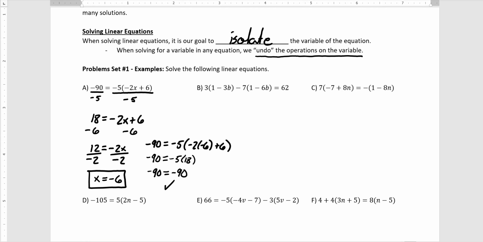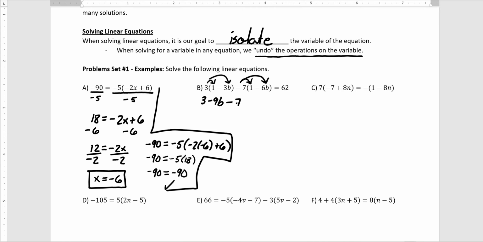All right, let's look at letter B here. Notice how I have multiple variables here. Last time where I only had one, I could just divide everything by negative 5. In this case, I can't divide both by negative 7 and 3, so I am going to have to actually distribute these out here. I'll distribute this 3 into everything. When I do that, I'd get 3 minus 9b. Now I'll distribute this negative 7 into everything, and I'd get negative 7 plus 7 times 6 is 42b.